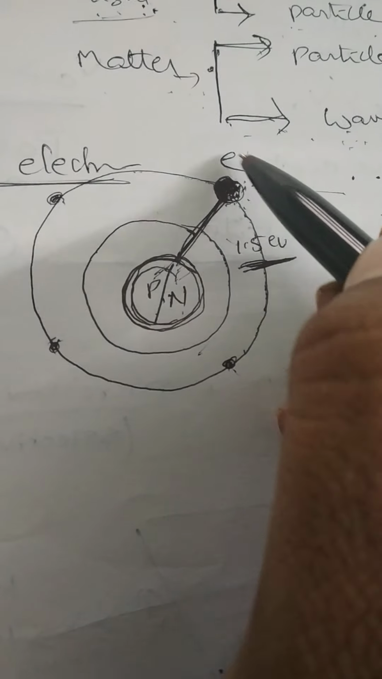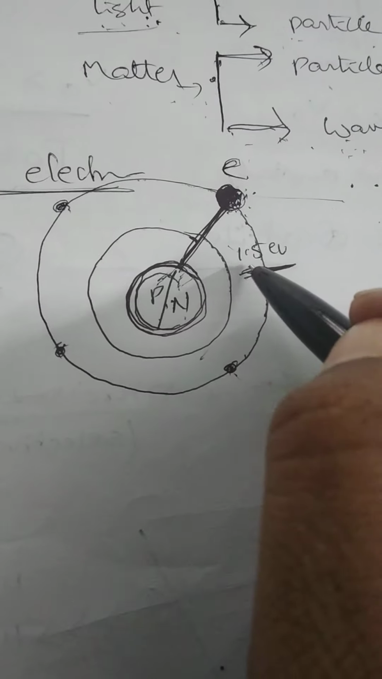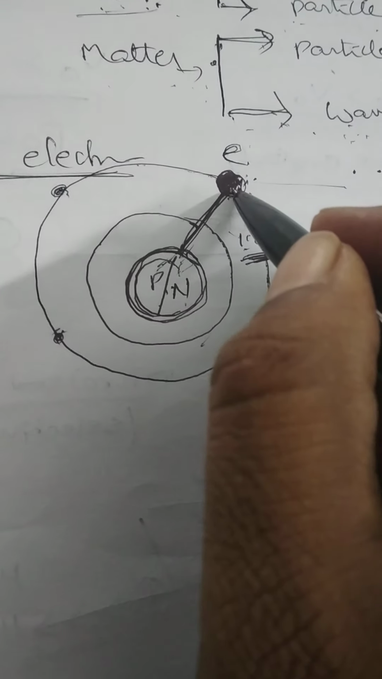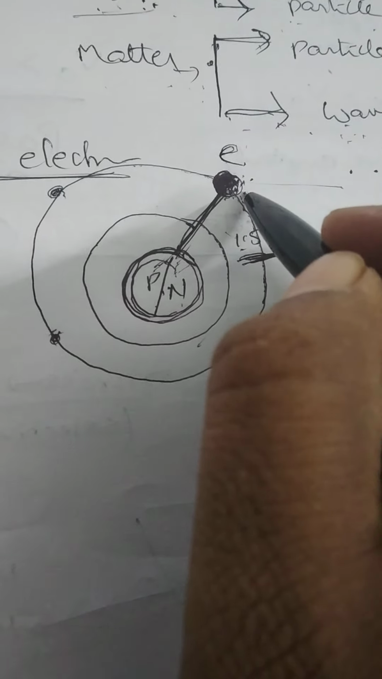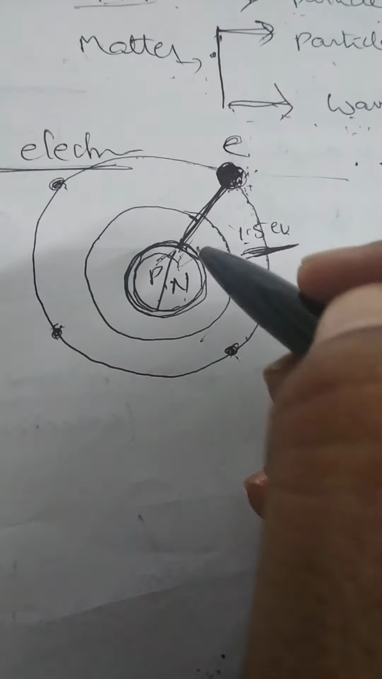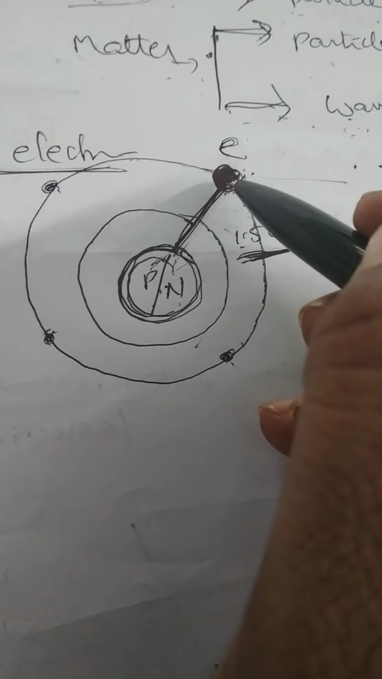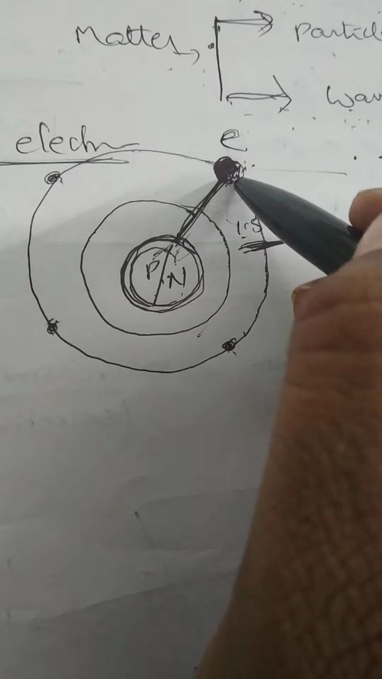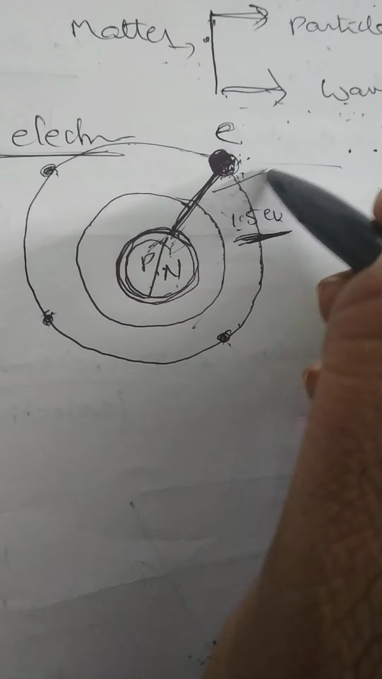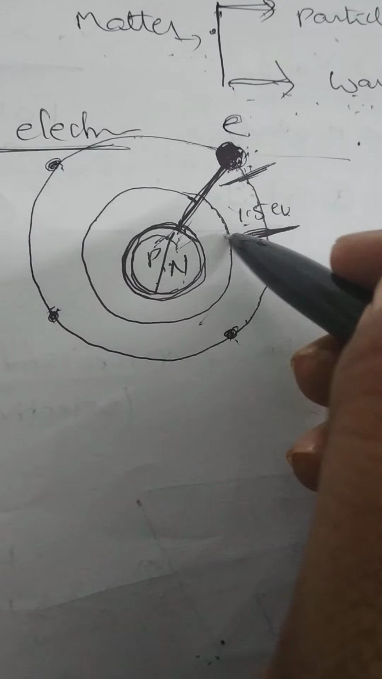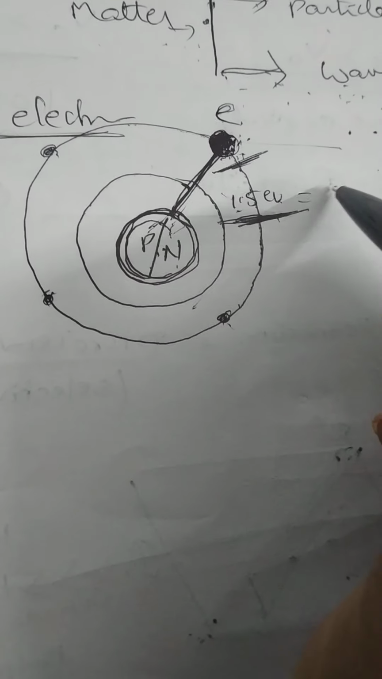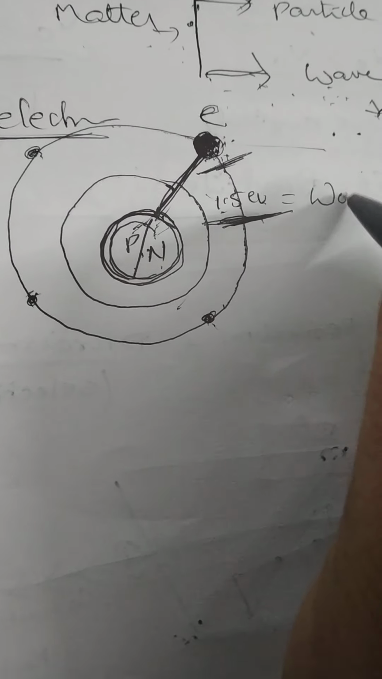Suppose the electron in the outermost orbit is given only 1 electron volt. This electron cannot be separated from the nucleus attraction. To move the electron out of the boundary of the nucleus, the minimum amount of energy that must be supplied is equal to 1.5 electron volts. This is called the work function of the metal.